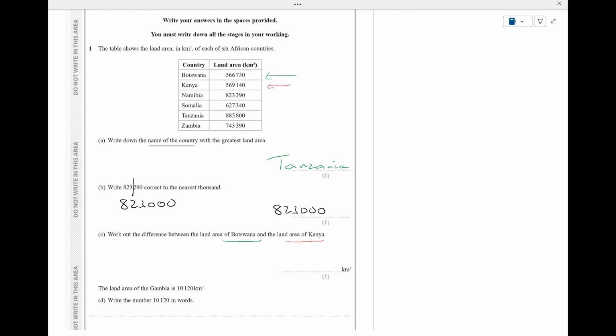Work out the difference between the land area of Botswana, that's this one, and the land area of Kenya, that's that one. So I'm going to do the largest, which is Kenya, subtract the smallest of those two, which is Botswana, to find out the difference between them. So I've written down the sum I'm doing, and now I'm going to put that in my calculator. Just making very sure that I've copied down the numbers correctly, because what you don't want to do is to make an unnecessary error.